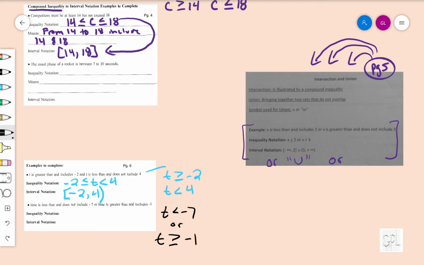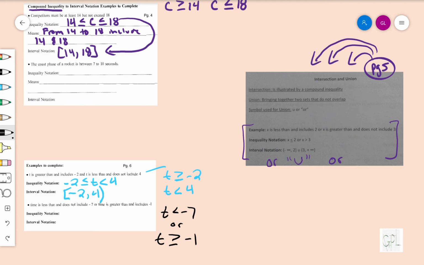So now we're looking at two separate pieces of data where there's no number that could satisfy both, right? For the one in blue on page 6, I said 0. 0 satisfies both of those inequalities. It is greater than -2, but also less than 4. Now it says you're looking for time that's less than -7 or greater than -1. Let me look at a number. 5. 5 is greater than -1, but 5 is nowhere near less than -7. So this is where we have our OR.